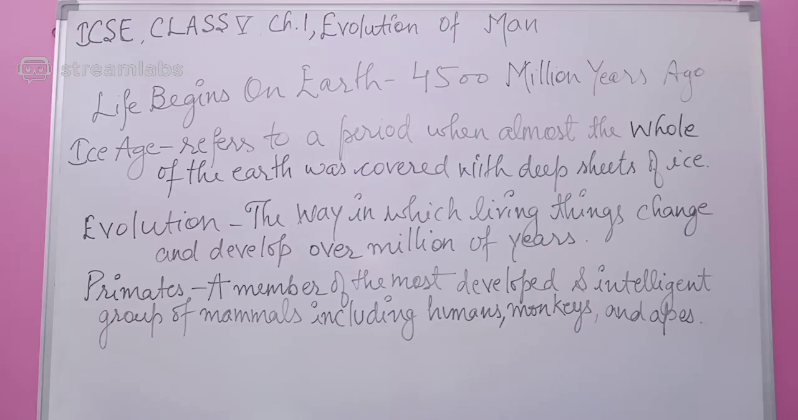Now, initially we begin with the ice age. As you know the meaning of the word ice. Now I'm going to talk about the ice age. What do you mean by ice age? Ice age means a particular period when almost the whole of earth was covered with deep sheets of ice. When the whole earth was covered with deep sheets of ice, it is known as ice age.